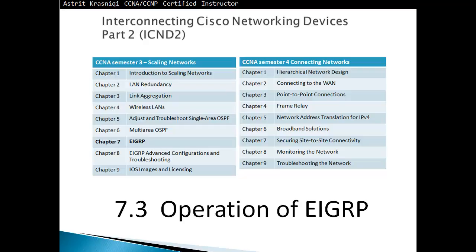We'll continue with section 7.3 operations of EIGRP. This is part of chapter 7 EIGRP, CCNA semester 3 scaling networks.